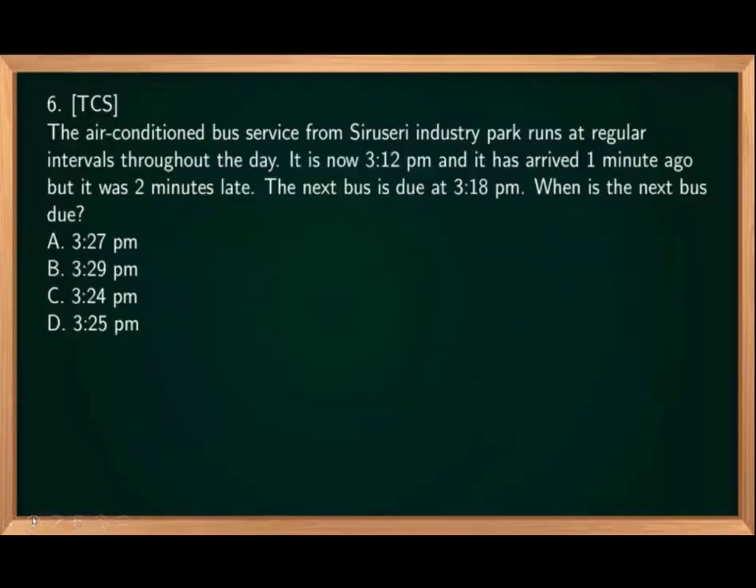Then next question, question number 6. It was asked in 2020 placements for TCS. The air-conditioned bus service from Silseri Industry Park runs at regular intervals throughout the day. It is now 3:12 p.m. and it arrived 1 minute ago, but it was 2 minutes late. The next bus is due at 3:18 p.m. When is the next bus due?